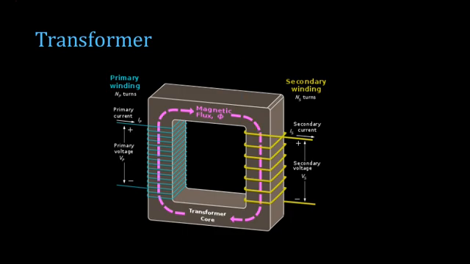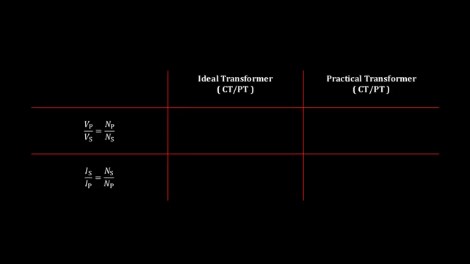Before moving on to the working, we'll compare an ideal transformer and a practical transformer while used as a CT or a PT. We have already seen that you can write the relationship between voltage and the number of turns: Vp by Vs is equal to Np by Ns. In case of an ideal transformer, this equation is valid. But for a practical transformer used as a CT or a PT, this equation is not valid.